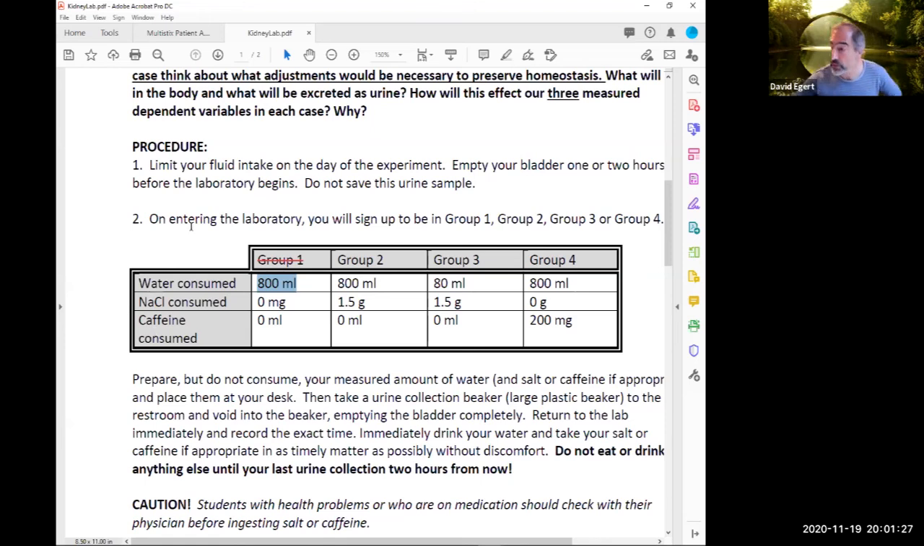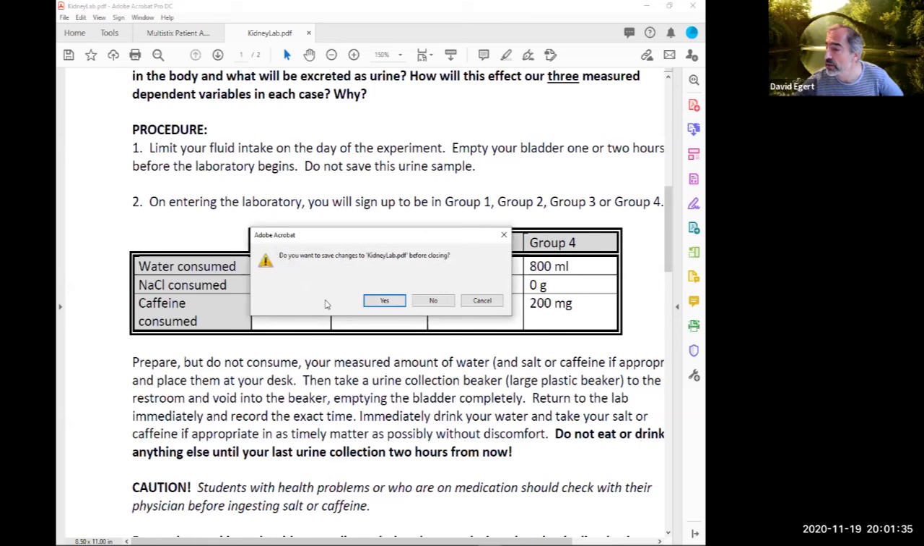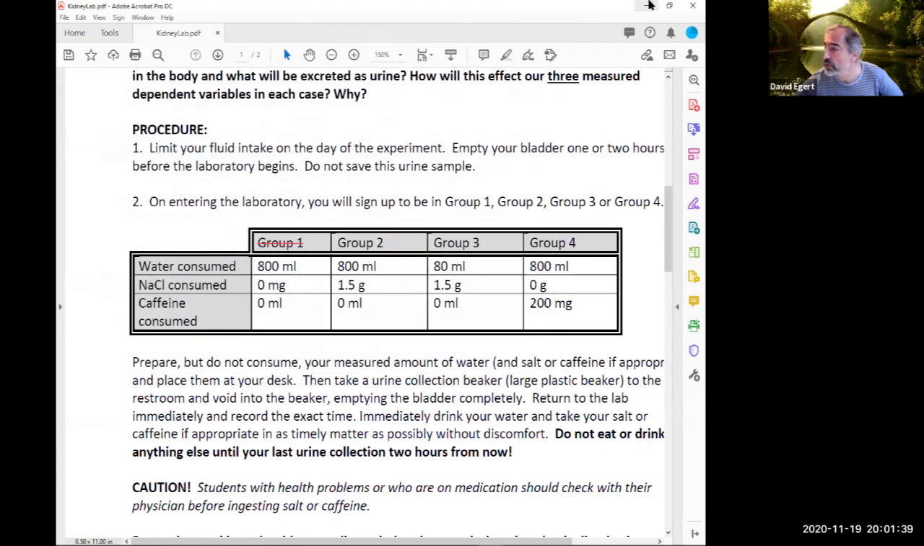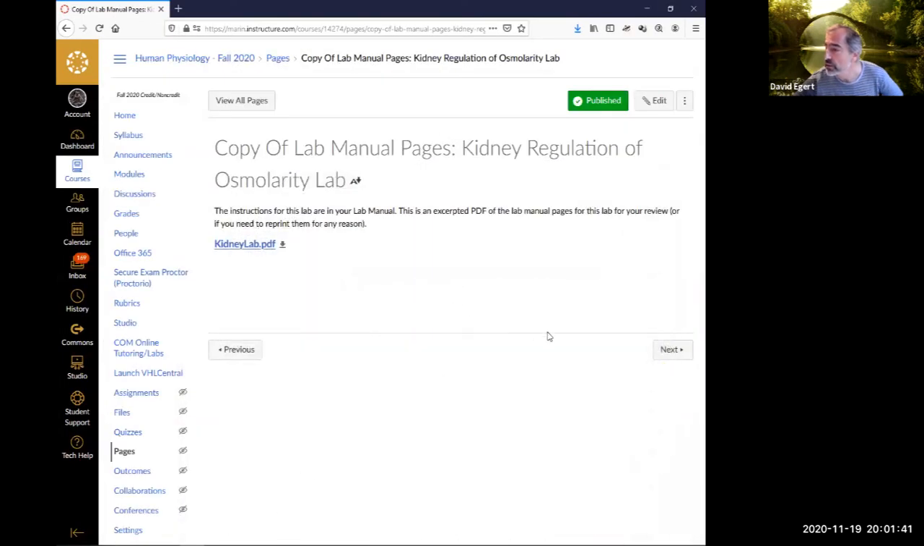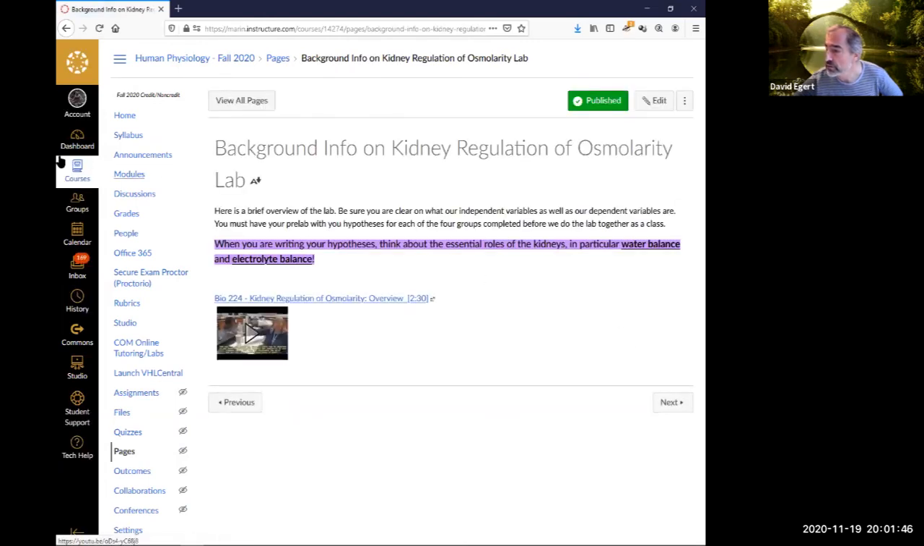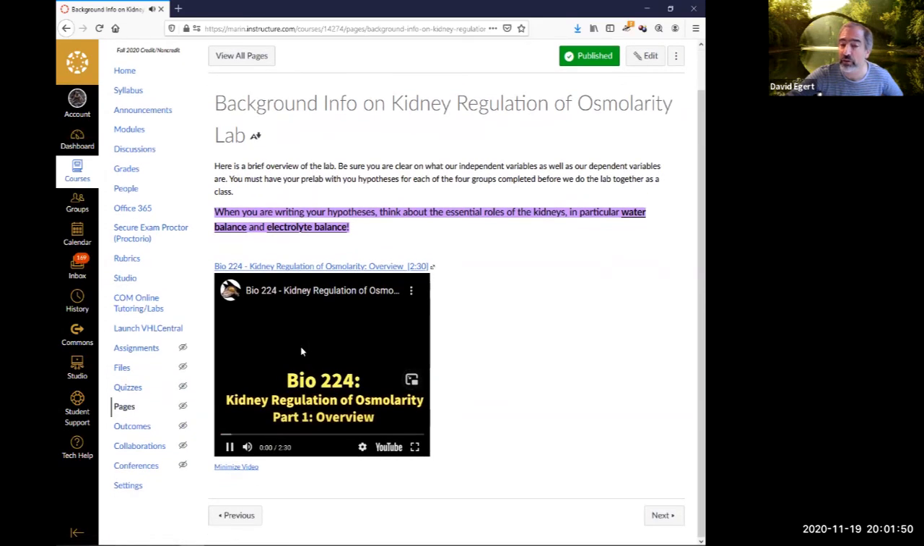And I did include... what's going on here? I want to get rid of this. I did include, actually, you can see this is Becky. If you want to see what it looks like, this is Becky talking about how the setup looks.